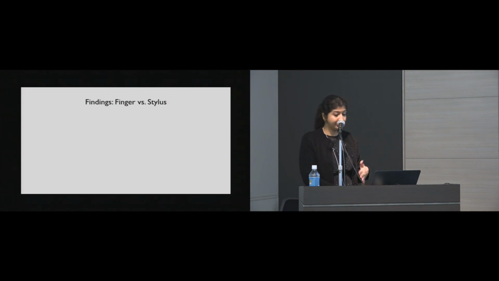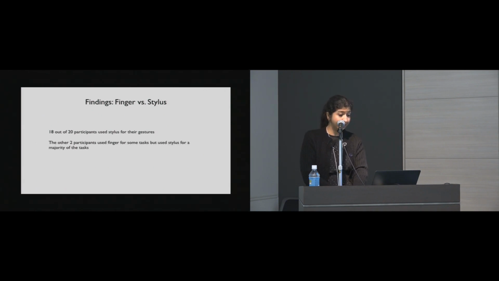And next I'll talk about stylus versus finger. We allowed participants to use either their finger or stylus, but we found that most of them, like 90%, used stylus alone for their gestures, and the other 2 participants used their finger for a select few tasks, but then later switched to the stylus for the majority of the tasks. This is because stylus affords greater precision, and one can easily transition between handwriting and editing. This is in line with what is known about stylus-based interactions in general.